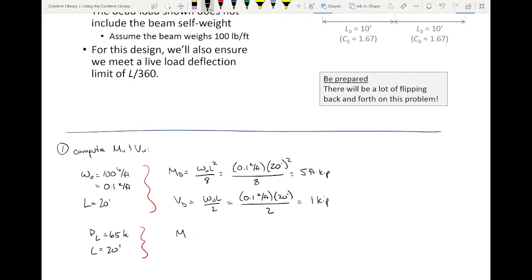We say that our live load moment is what? PL over 4. So 65 kips times 20 feet over 4, which is 65 times 5. 65 times 5 is 325. And VL is what? PL over 2.